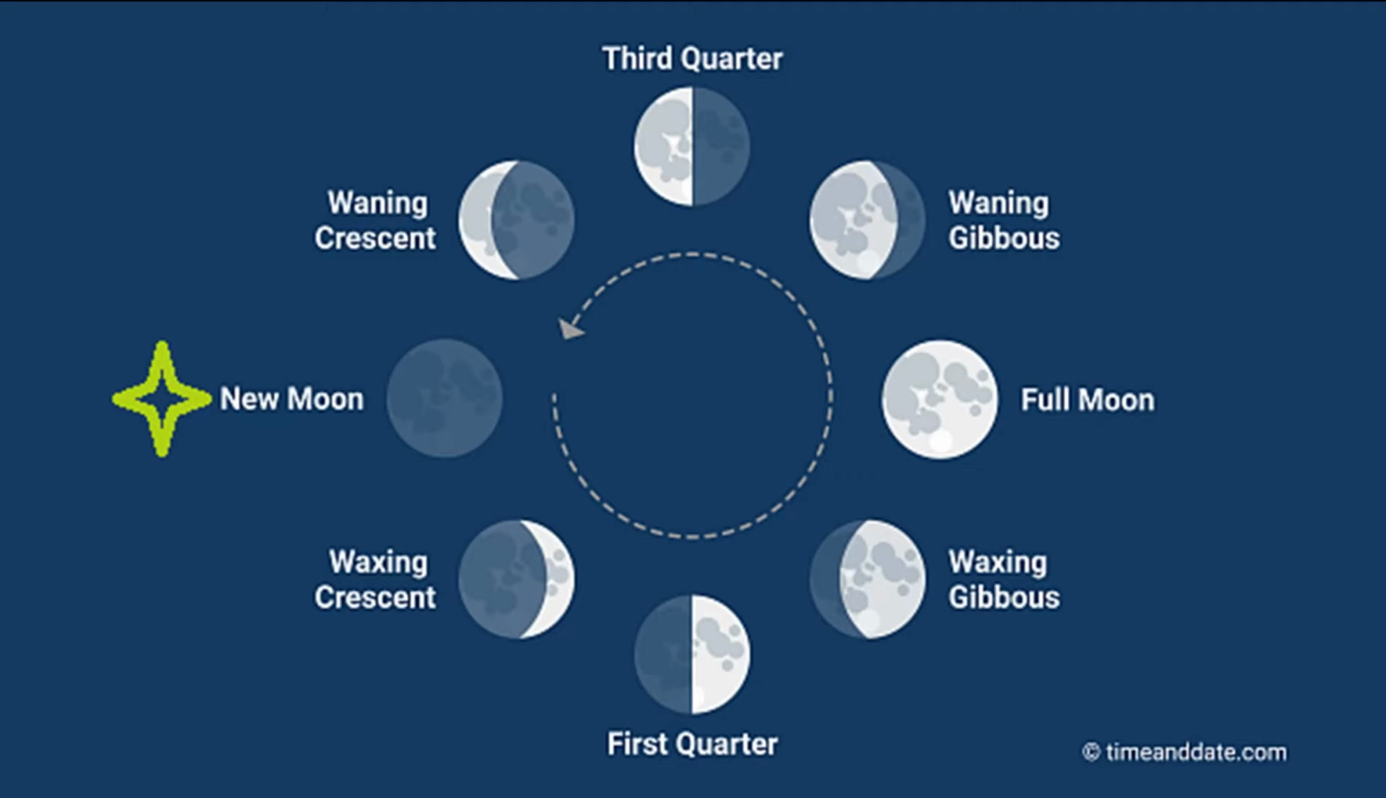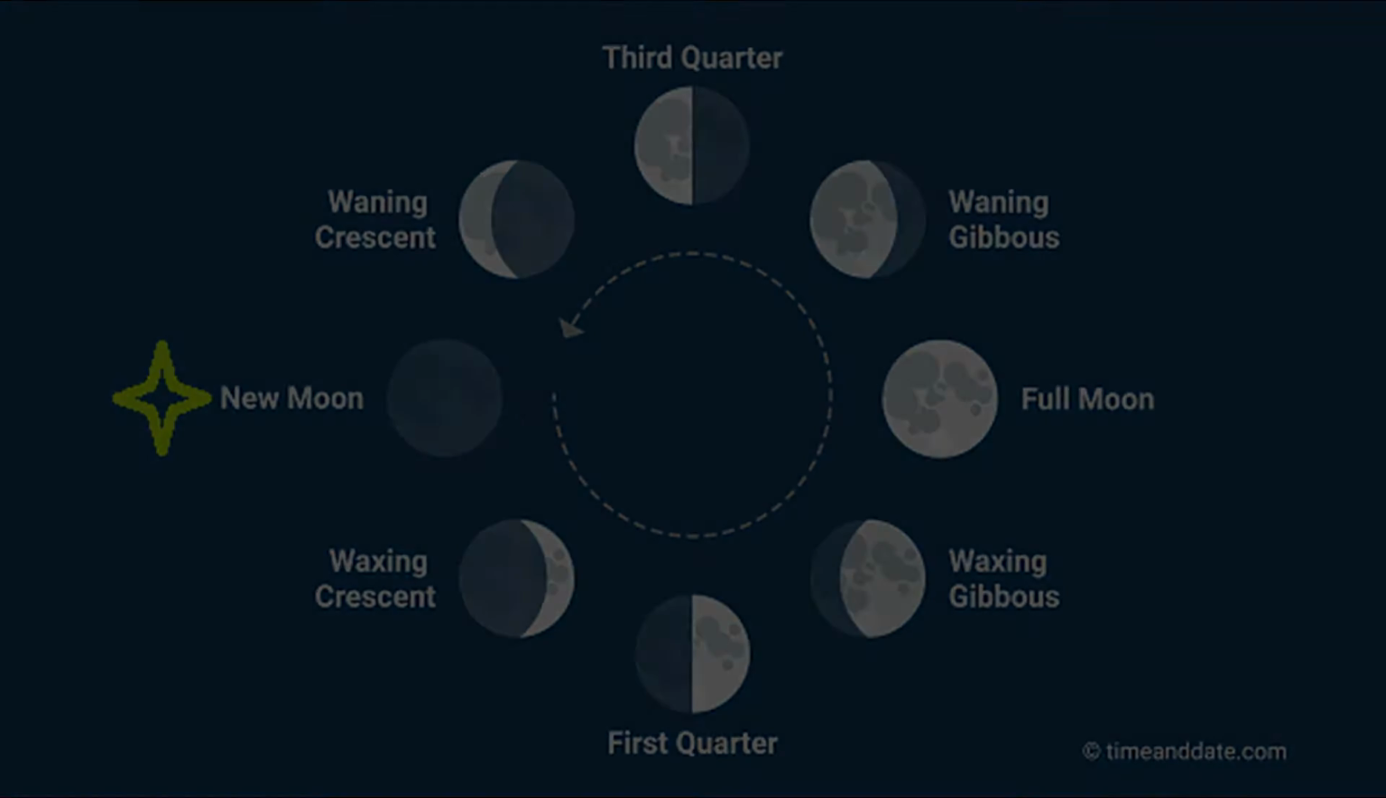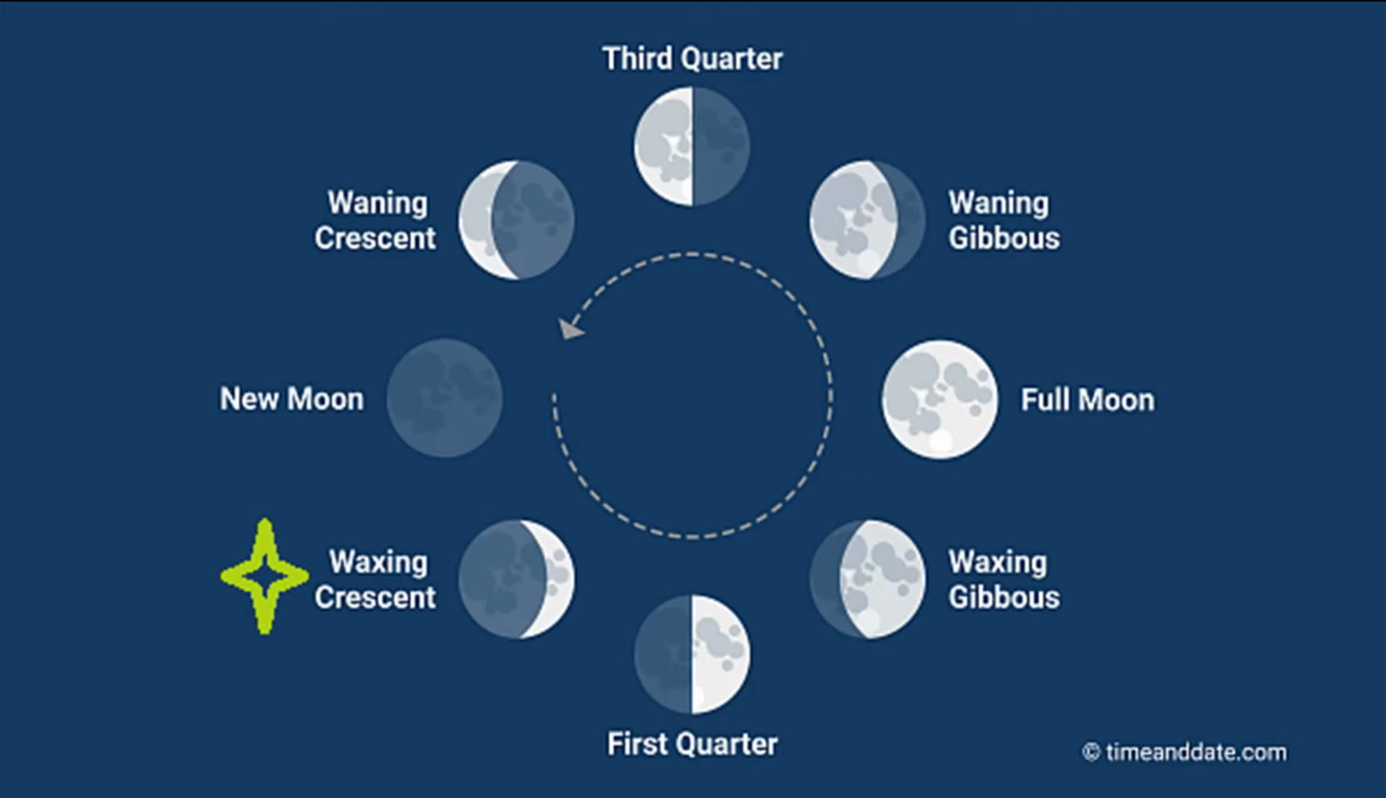We actually can't see any of the new moon because that is when we see the back half of the moon, or the dark side of the moon. Next, if we move counterclockwise, is the waxing crescent. This is when it's just a thin little crescent shape and it opens to the left. Then we have the first quarter. During this phase, it looks like half a moon, but only the right side of the moon is illuminated.